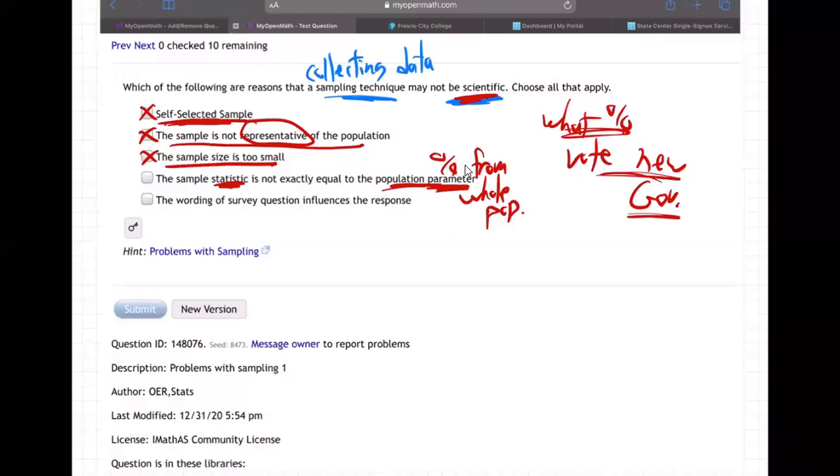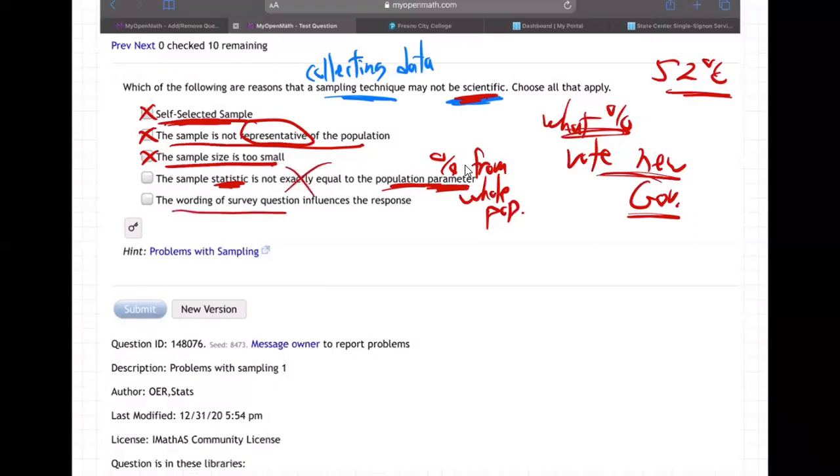Of course, when you estimate, say I think 52% are going to vote a certain way, well, that's an estimate. It might not come out exactly 52, maybe it'll come out 51 or 53. That's still pretty close. It doesn't have to come out exactly the same. That's not the problem. We don't care about that.